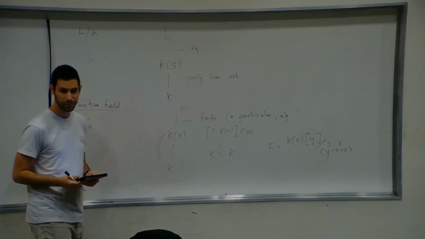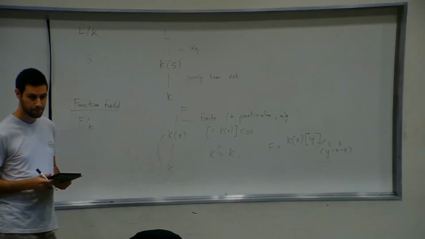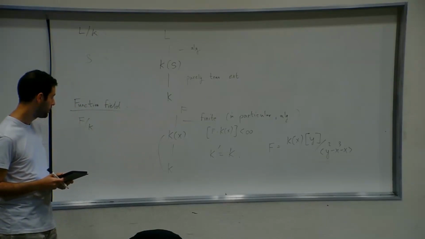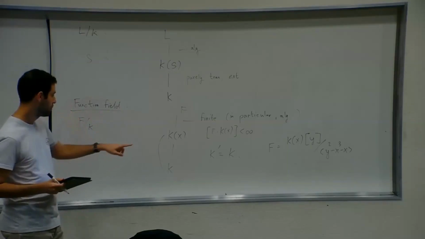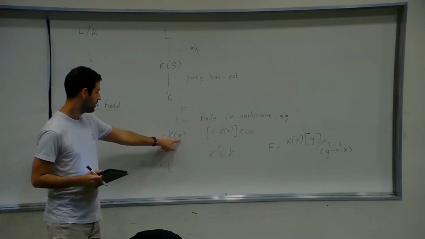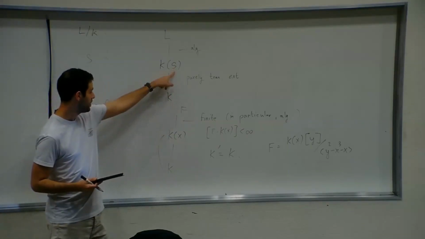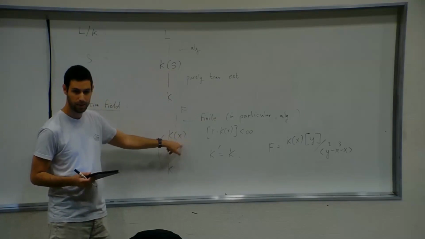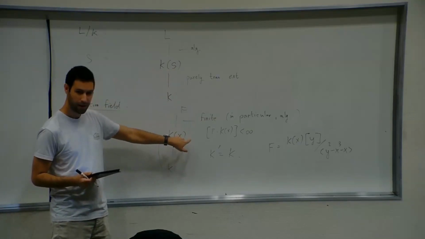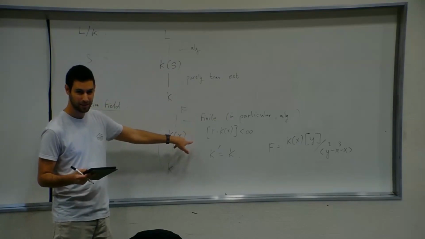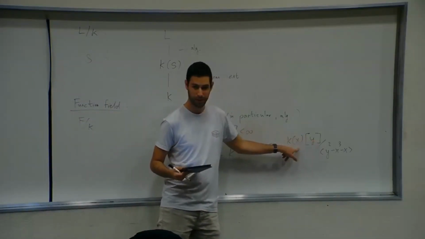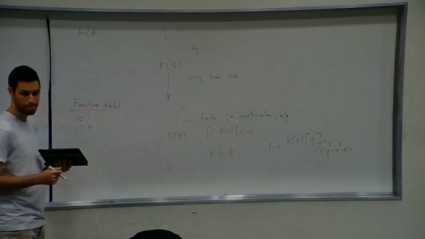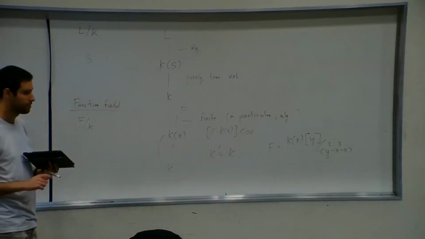Just to make sure you understand, if there were two variables, it would be k(x,y), right? And x and y are transcendental. So the transcendental basis will contain two elements, x and y, which are algebraically independent. And this would be a finite extension over k(x), and if x and y are not algebraically independent, then y is algebraic over k(x). And F will be a finite extension over this. Right. Okay.